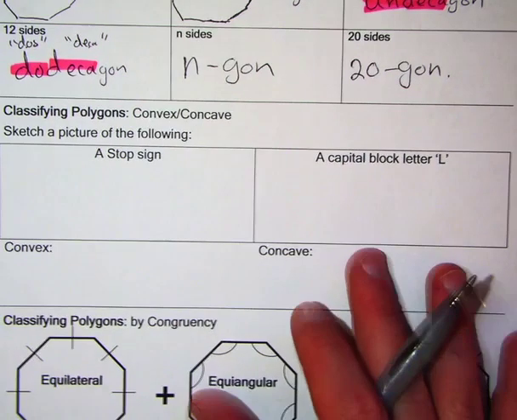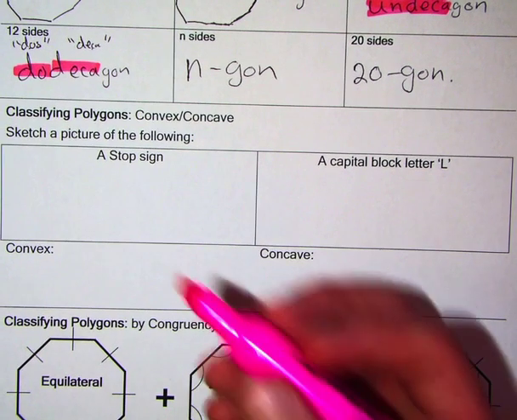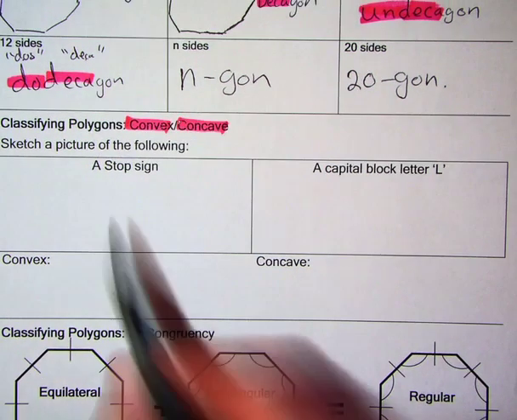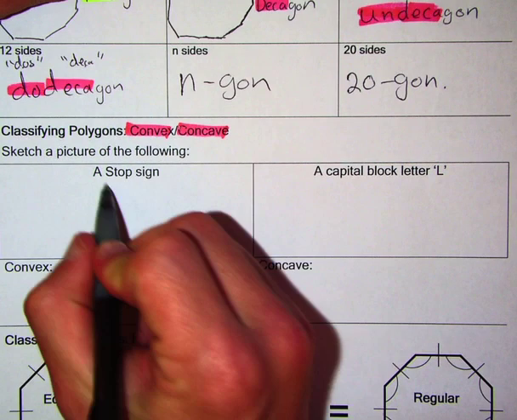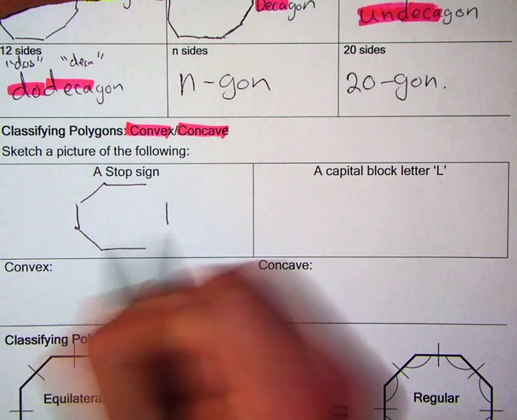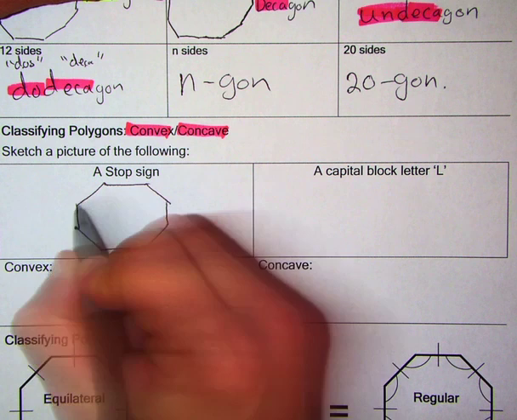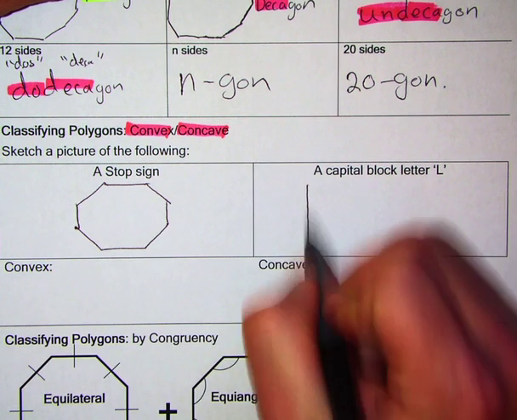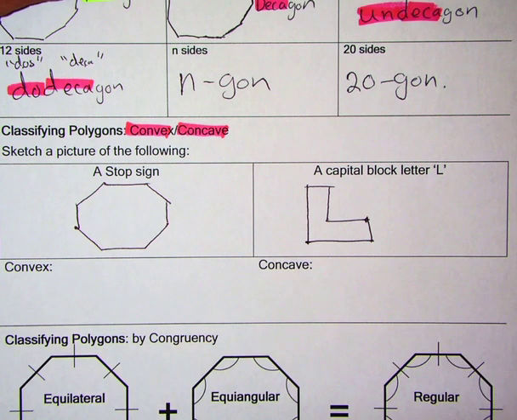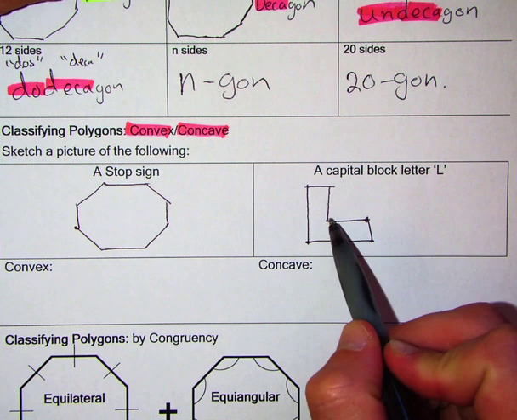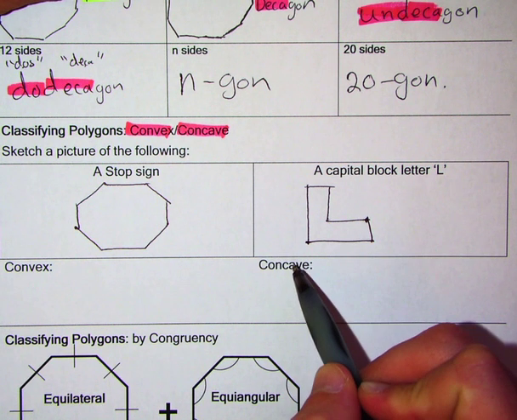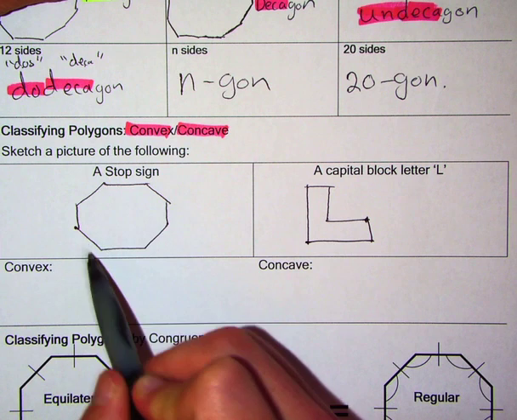Now we're going to classify differently. Here's 2 new titles, convex and concave. So I'm going to sketch a stop sign really quick here. Stop sign is an octagon. All right, and then I'm going to do a block letter L. Look at the difference. See this big dent right here? This big dent right here is concave.